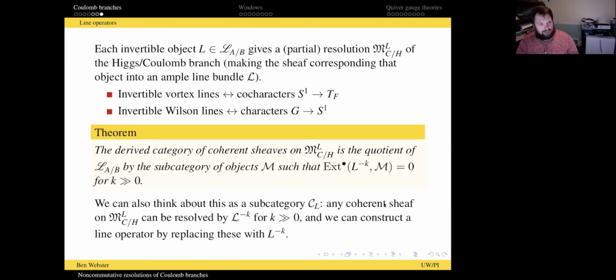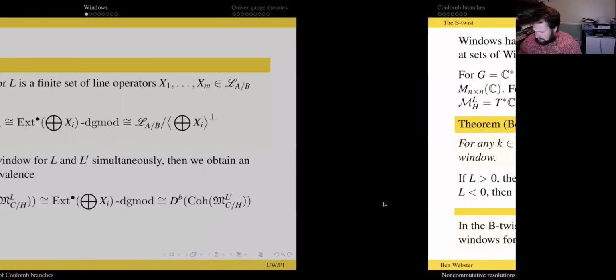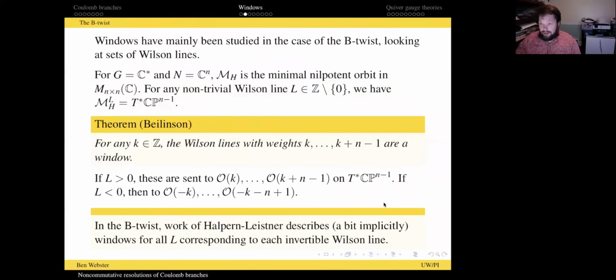One way to think about this is to do a simple B-side example. Let me just skip ahead a little bit. If you have N = C^n and G = C*, then your resolved Higgs branch is T*CP^(n-1), and the affine one is the minimal nilpotent orbit.